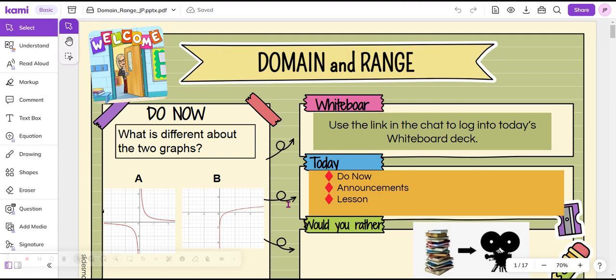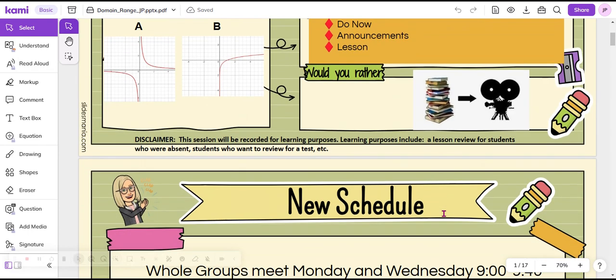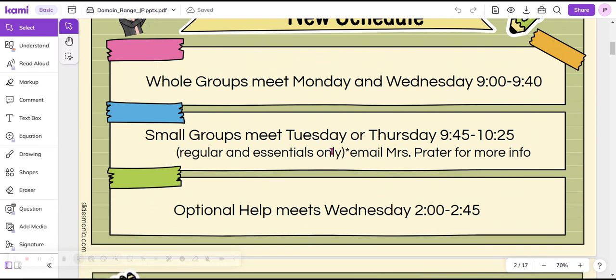We're going to skip the do now just for the sake of time and scroll right into our new schedule. We just came off of modified block for the first month of the second semester. So all of January, we were on a different schedule. We started a new schedule this week. Just a reminder that whole groups will meet Monday and Wednesday from 9 to 9:40. That's when I'll actually do a whole group lesson. This week I did a lesson on section 206 on Monday and 207 on Wednesday.